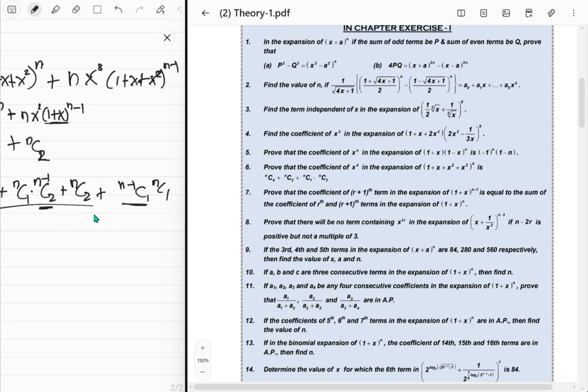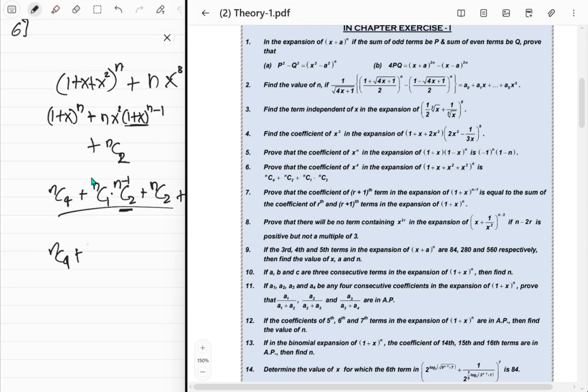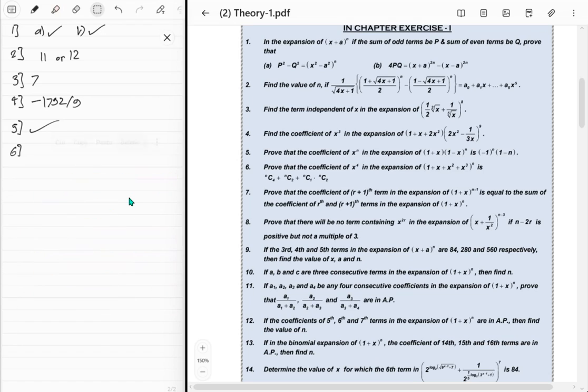Yes, nC2, right? Because of that little thing that we proved, that Pascal's identity thing. And that's why it just becomes nC4 plus nC1, nC2 plus nC2. Yes, so this is actually correct. I forgot this is supposed to be n minus 1, right? Since it's a proof question, it's done.